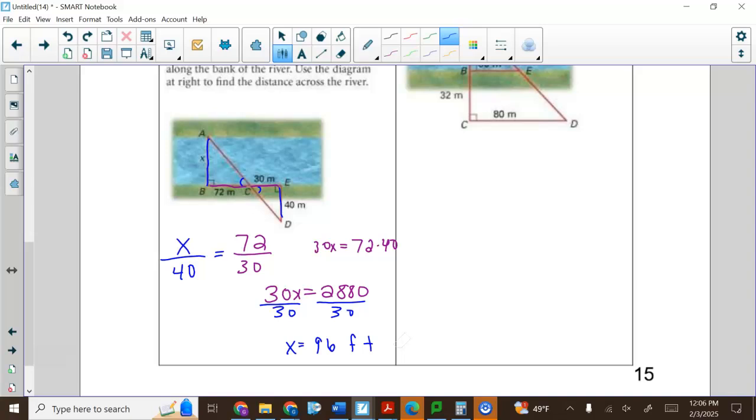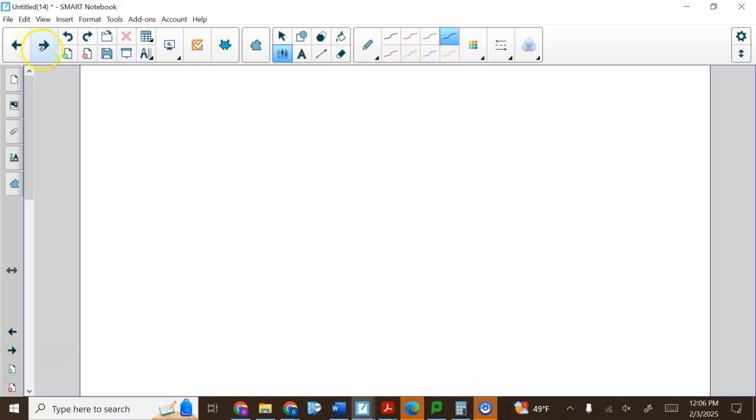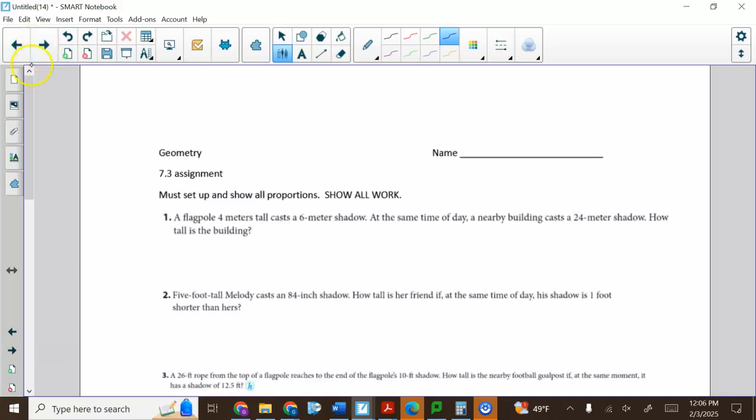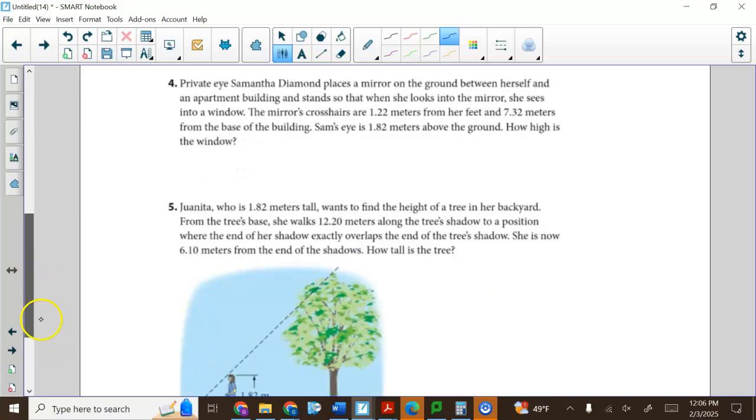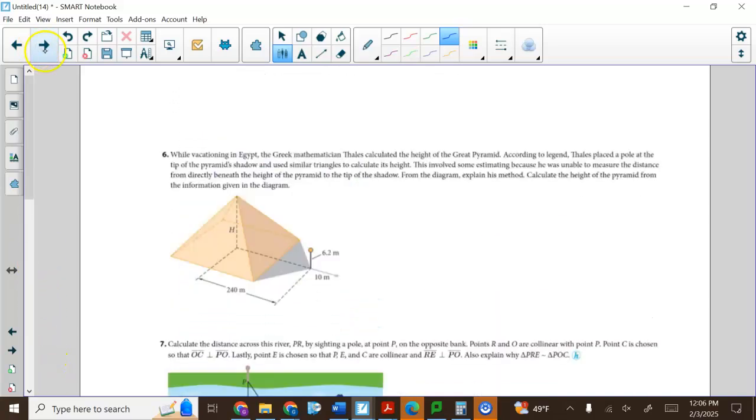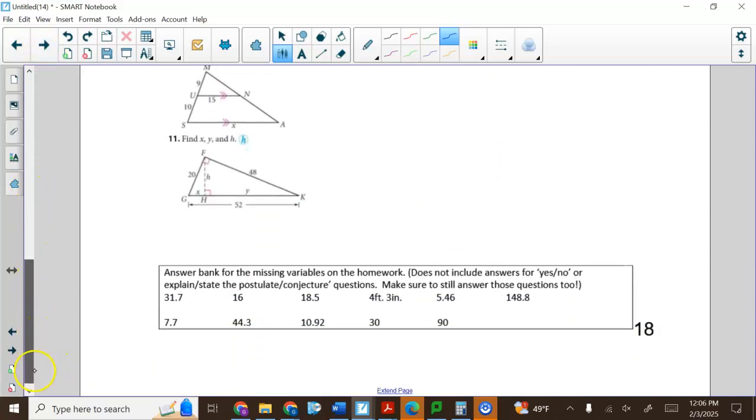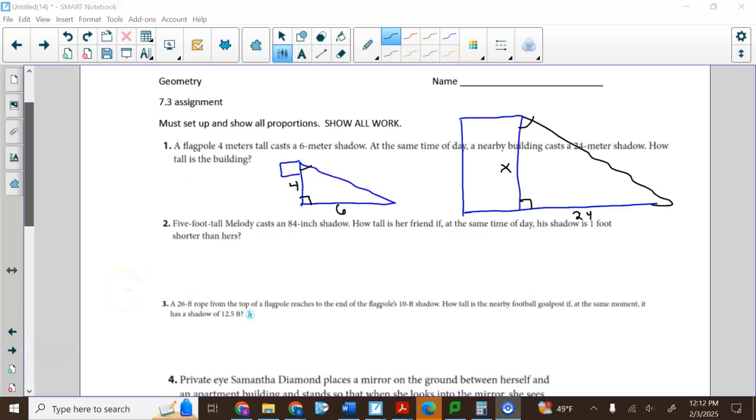All right, so if we look at the assignment here, it's going to start on page 17. So it's page 17 and 18. Now, many of the pictures are already set up, but if you need to draw the problem, do that. Also, the answer bank is on the bottom of page 18. All right, so try to get 7.3 done for tomorrow.